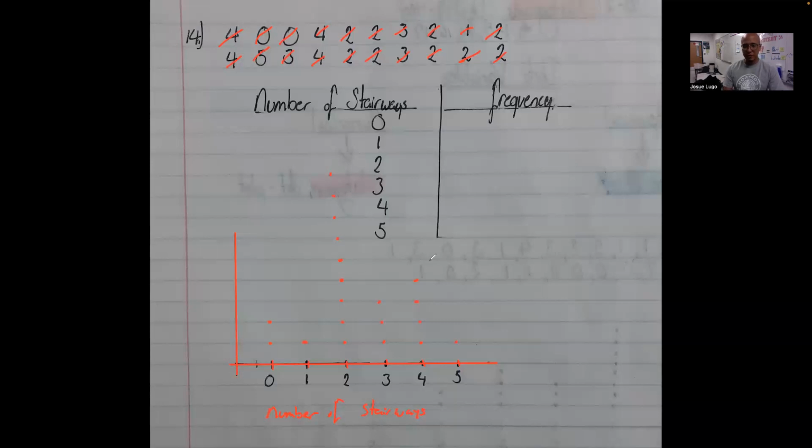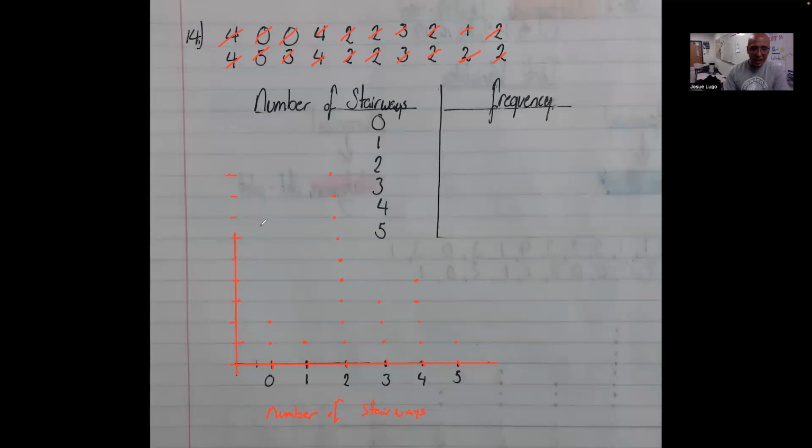Make sure you have enough space. Maybe I should have used not the full line, but half line. But regardless, here is my dot plot. So ladies and gentlemen, you're going to convert that dot plot into a histogram. Instead of dots, you are going to label each of these lines. Remember that each of these lines is going to represent the frequency.